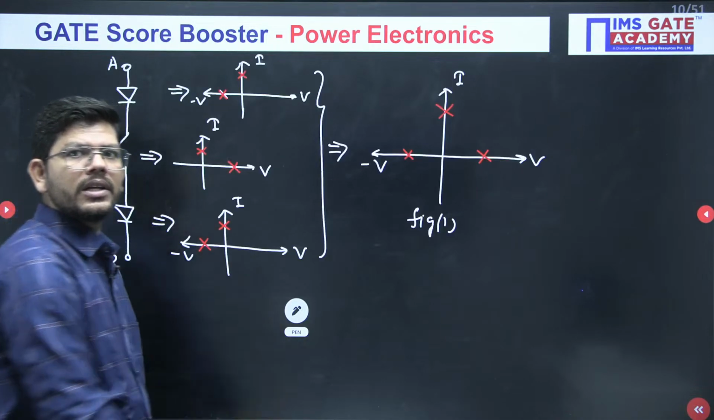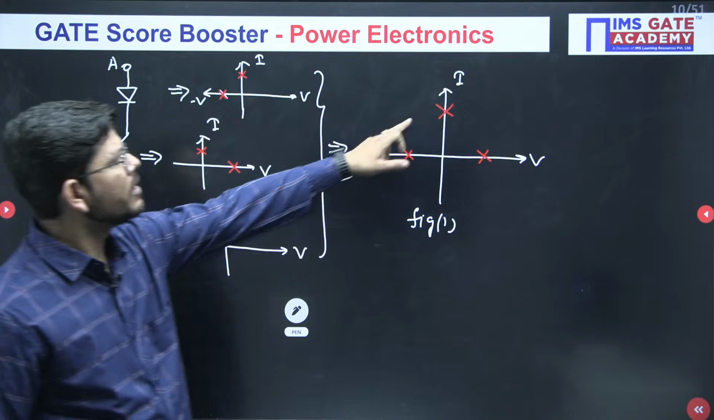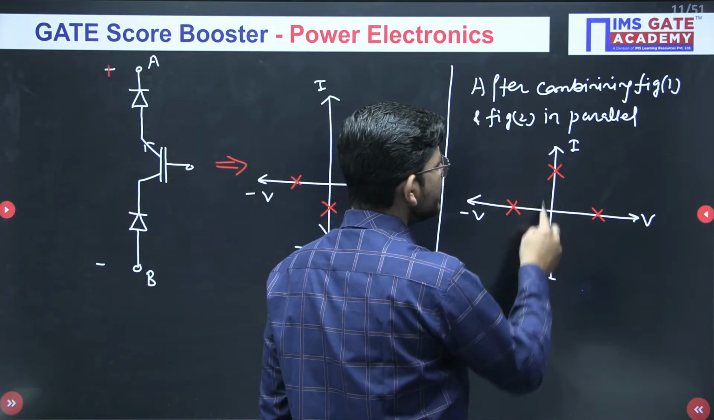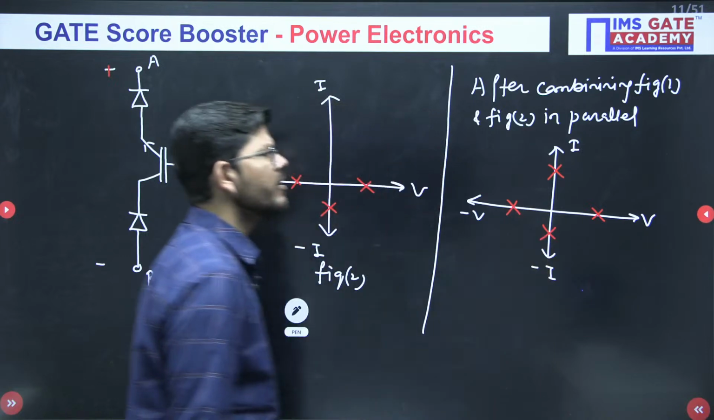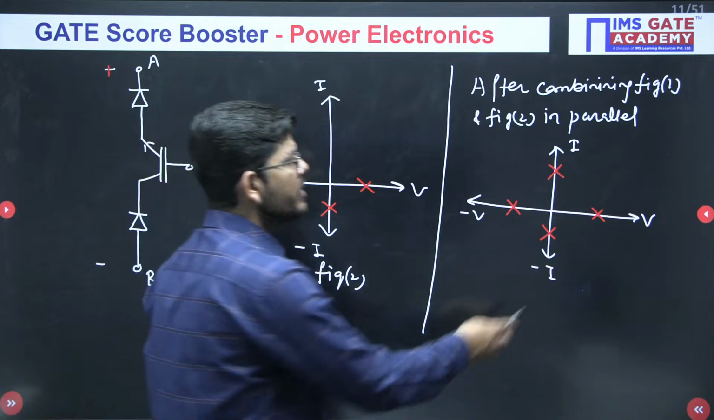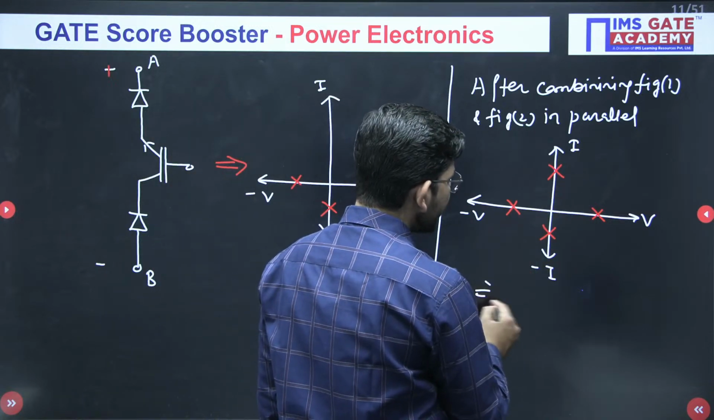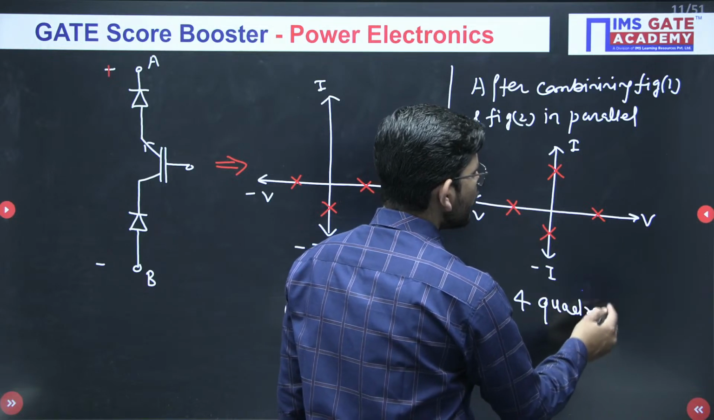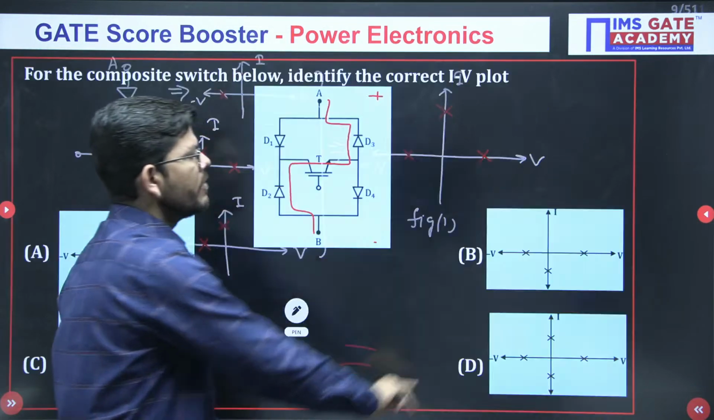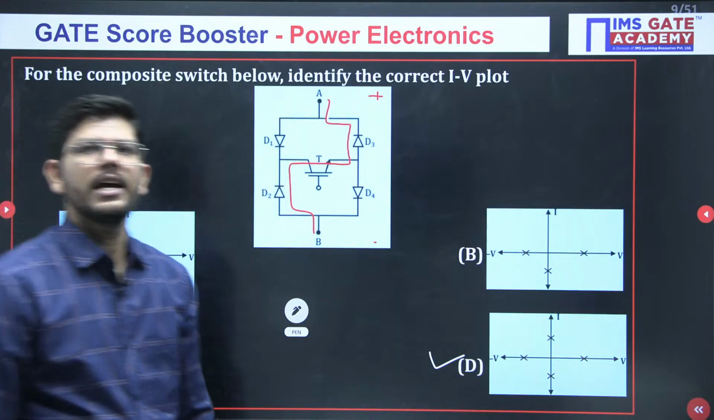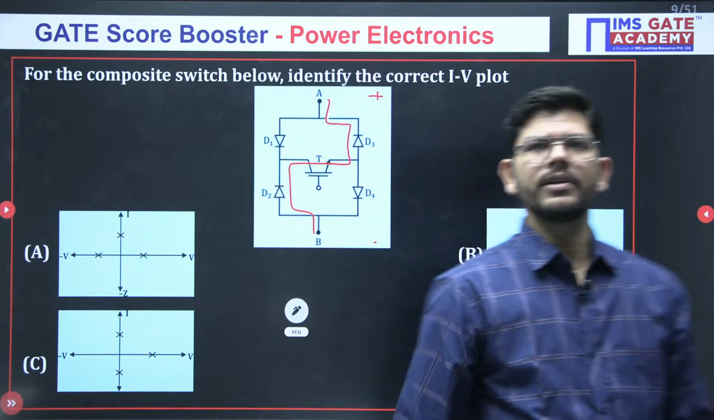Yes, different current means here the current is positive, here the current is negative, so you have to take both the currents. So this will be the combined switch realization of this particular switch, which is giving you 4 quadrant operation. Yes or no? Which is giving you 4 quadrant operation. So which option will be the correct option? Option number D, which you all have stated to be the right one.